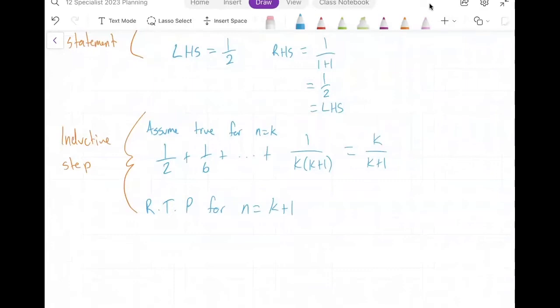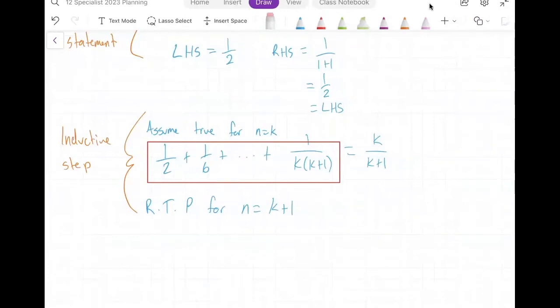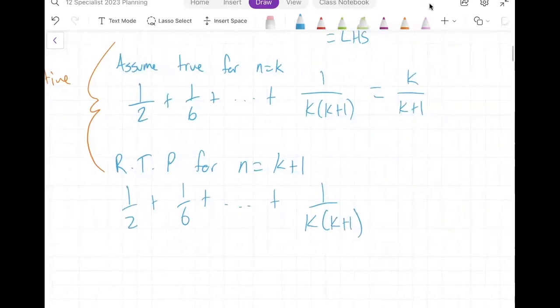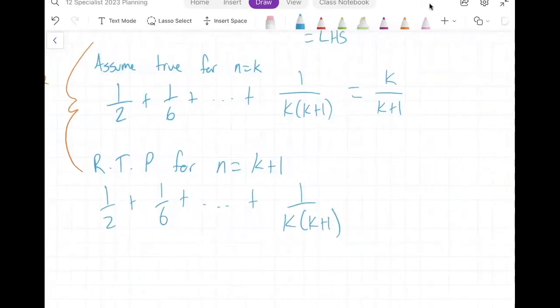In other words, I'm going to take my original sum here, keep this part exactly the same, and then add a k plus 1 term on the end. I'm going to add an extra term, which is k plus 1. So same thing, 1 over 2 plus 1 over 6 plus 1 over k plus 1. This is my kth term. Now I'm going to do one more term, k plus 1.